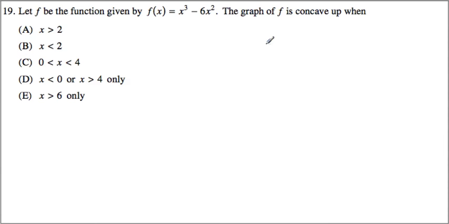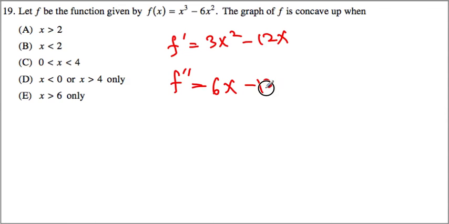Number 19. f of x is given in this way. Then the graph of f is concave up. Concave up means we need to get the double derivative. So the first derivative becomes 3x squared minus 12x. And the double derivative becomes 6x minus 12. In other words, x can be equal to 2.